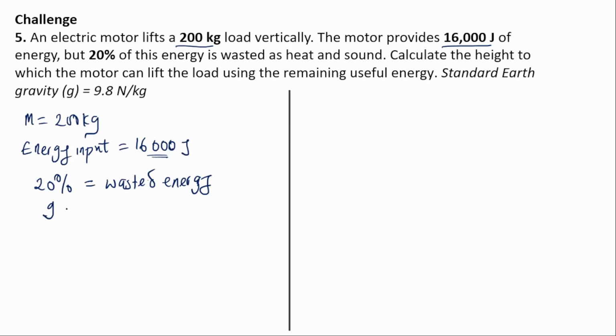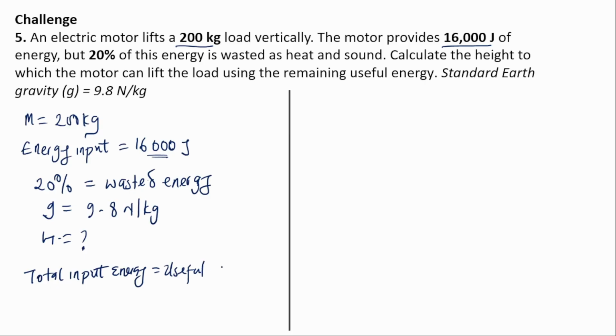And we know that the gravitational field strength is 9.8 newtons per kilogram. We're asked to find the height. That is something you need to know before you're able to solve a question like this. And that is the total input energy is equal to useful energy plus wasted energy.